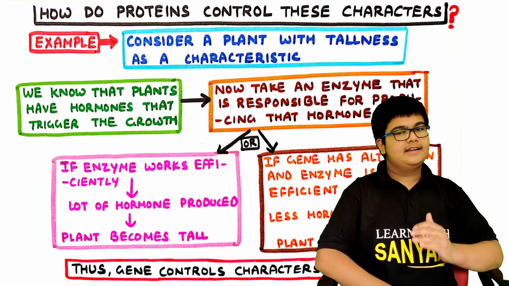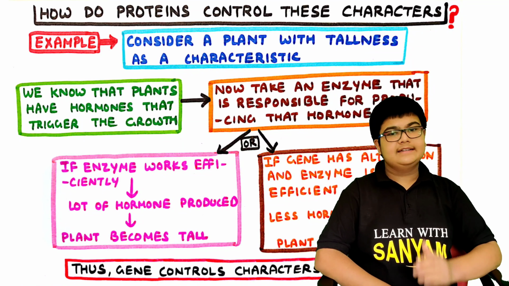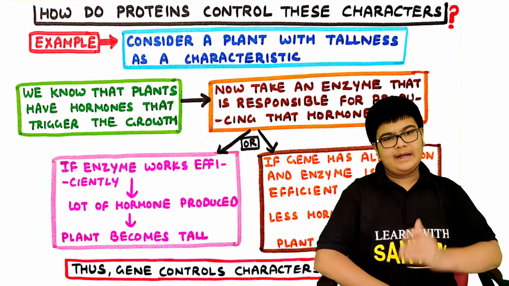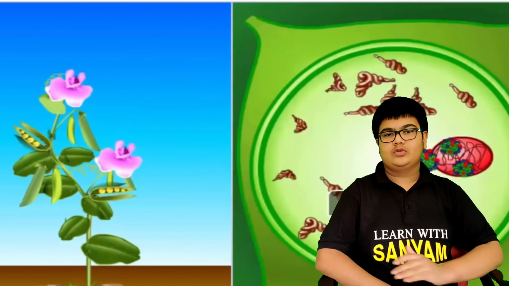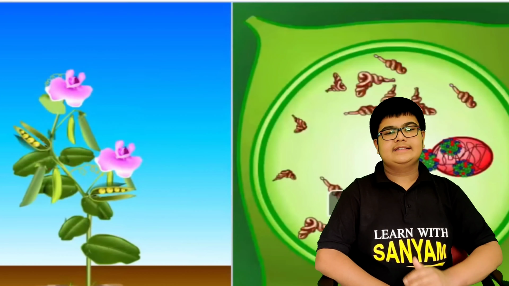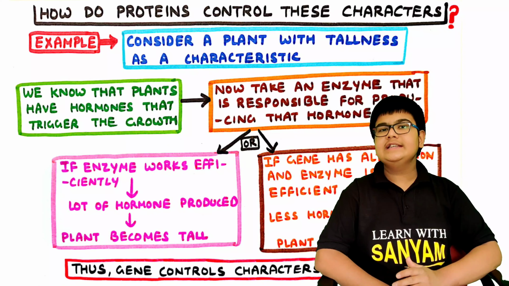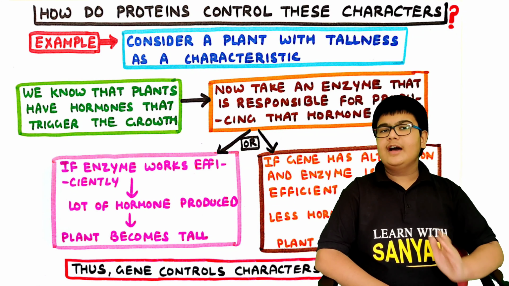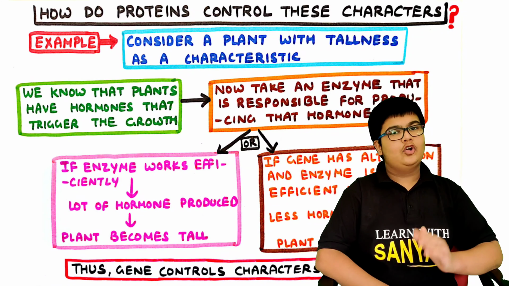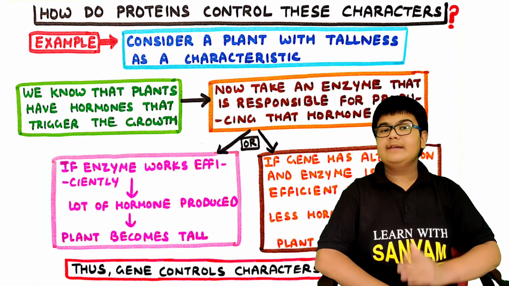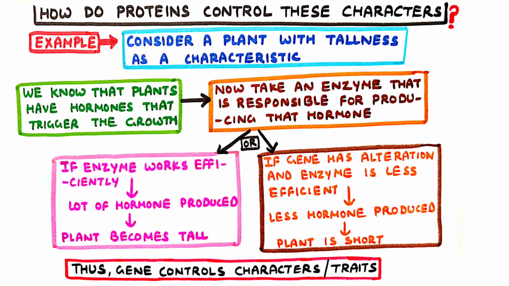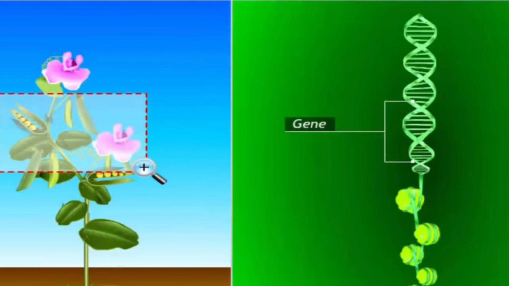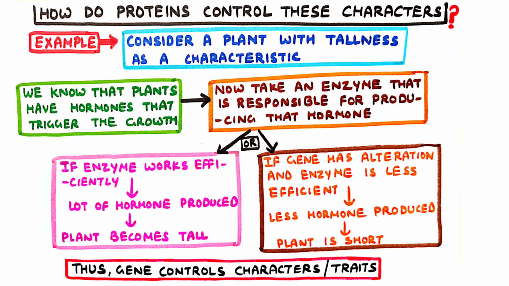So let's consider a plant with tallness as a characteristic. We know that plants have hormones that trigger growth. Now let's consider an enzyme that is responsible for producing that hormone. If the enzyme works efficiently, then a lot of hormone will be produced and the plant will become tall. But if the gene has some alteration and the enzyme is less efficient, then less hormone will be produced and the plant will be short. Thus, in this way, the gene can control the characters or traits.